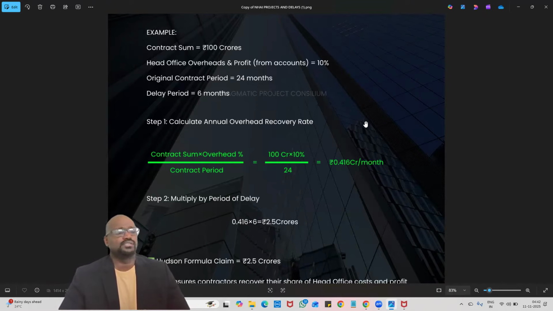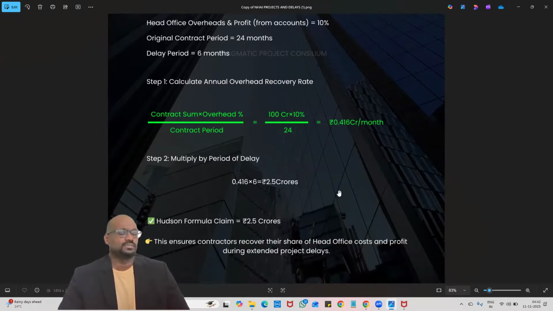So here, per month it is 0.416 crore, which means about 41 lakhs per month. Now multiplying with 6 months, it comes to 2.5 crores. So as per the Hudson formula, the claim is 2.5 crores.